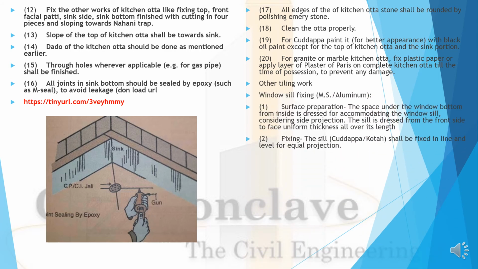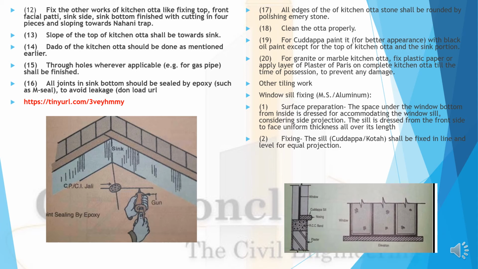Other tiling works. Window sill fixing. Surface preparation. The space under the window bottom from inside is dressed to accommodate the window sill. Considering side projection, the sill is dressed from the front side to achieve uniform thickness all over the length. Fixing. The sill shall be fixed in line and level for equal proportion.